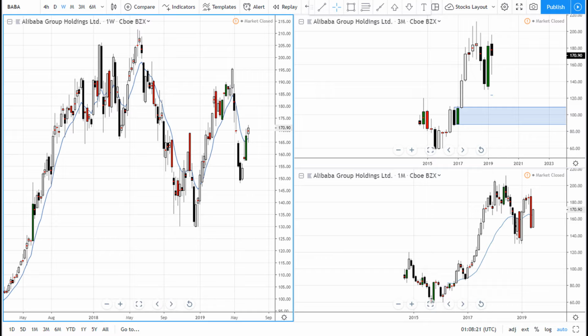Okay, let's take a look at Alibaba Group Holding, stock ticker BABA. This is one of the stocks that one of my viewers requested for me to analyze. So let's take a look at it. Let's get away from analyzing forex for a little bit and take a look at US stocks.